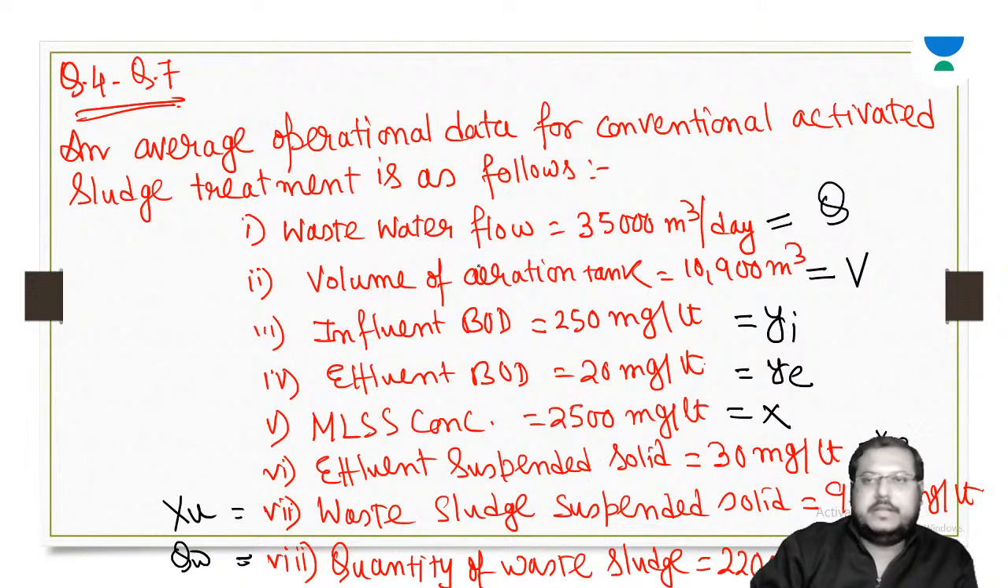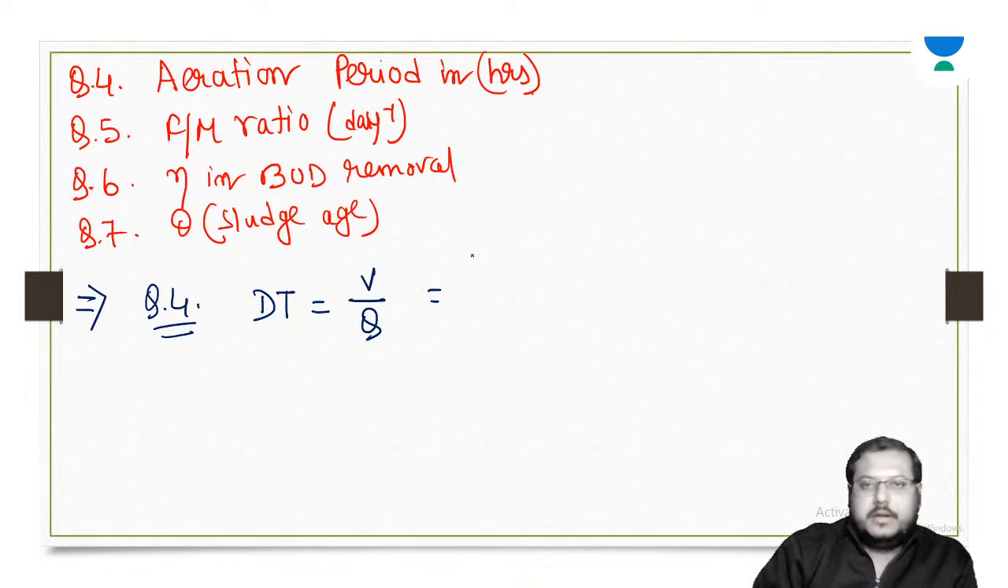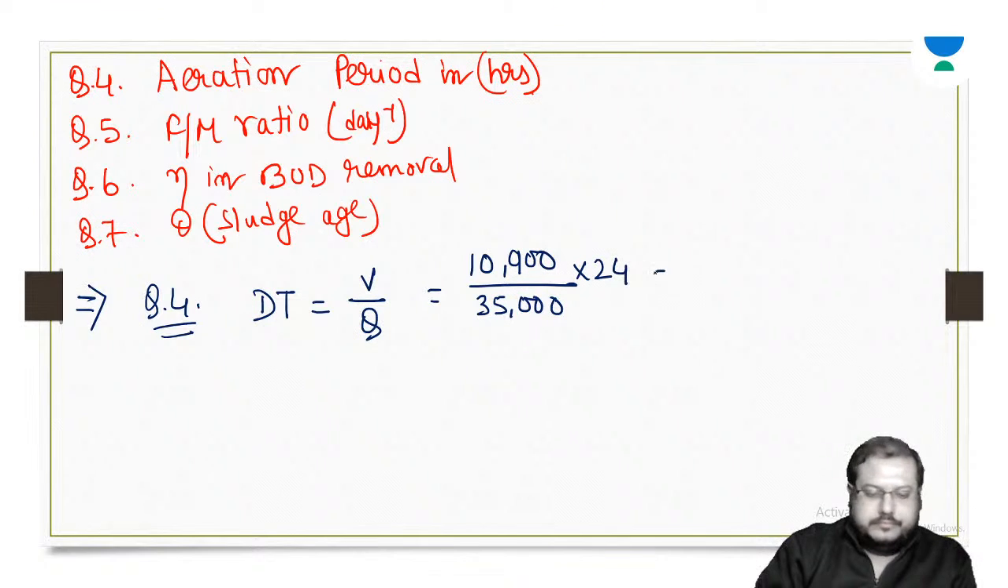V is given as 10,900 by 35,000. But that will be in days, so multiplying by 24, it will be 7.47 hours.